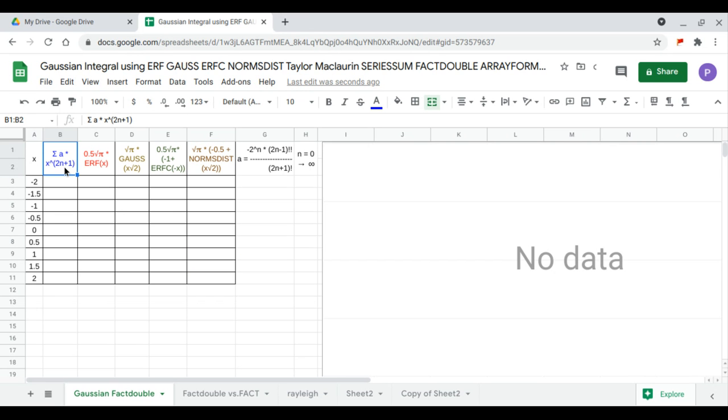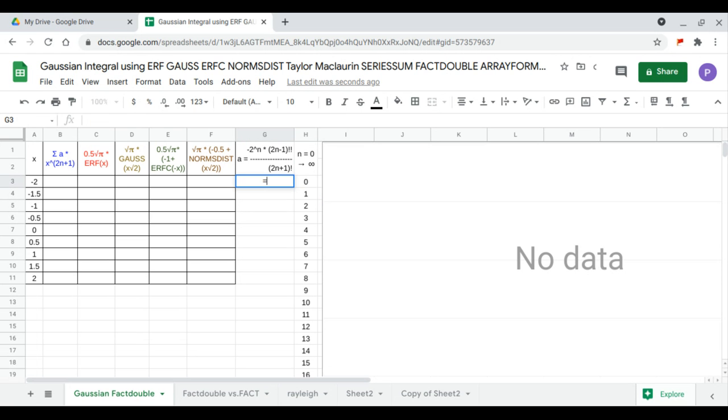We begin with the Taylor-Maclaurin series sum of the Gaussian integral, which is the summation of a times x to the power 2n plus 1, where a, the coefficient, is equal to negative 2 to the power n times the double factorial of 2n minus 1, all over the factorial of 2n plus 1, where the value of n starts from 0 to infinity.